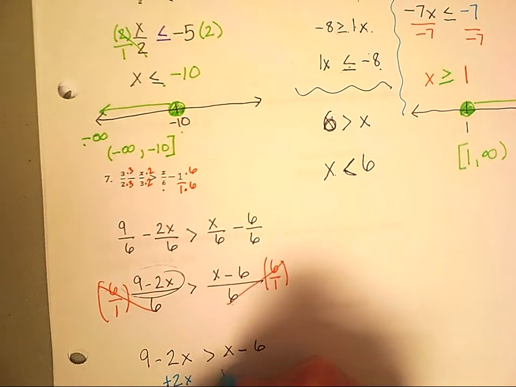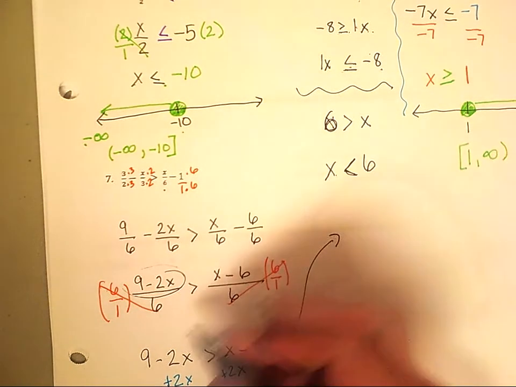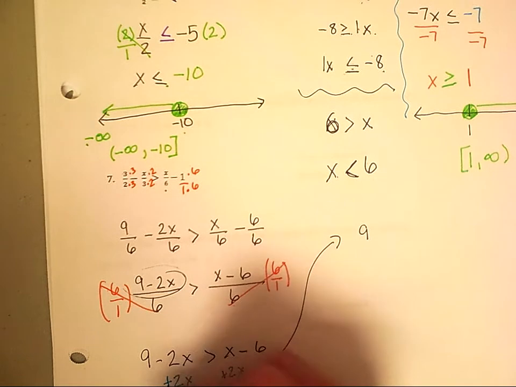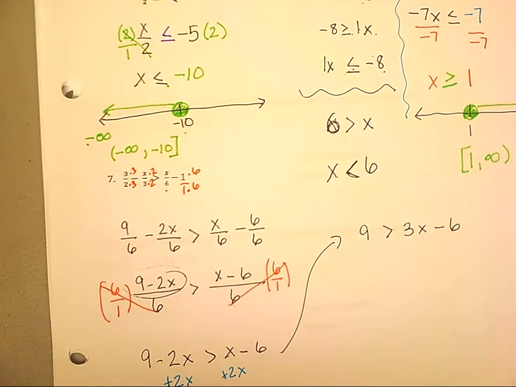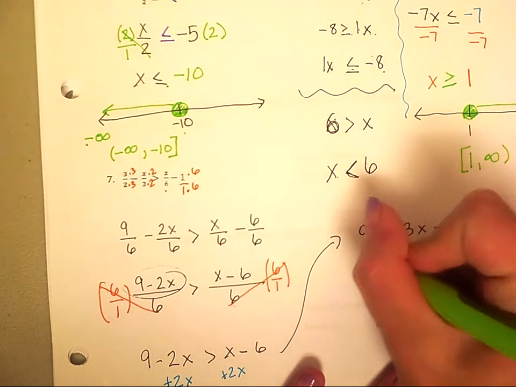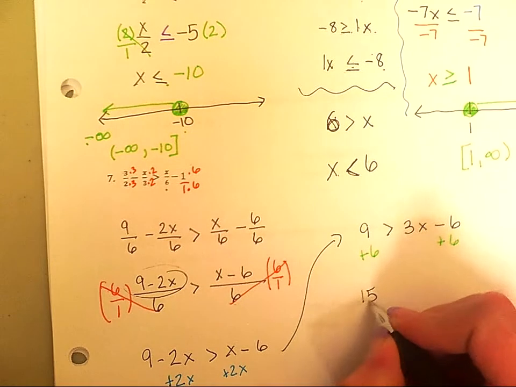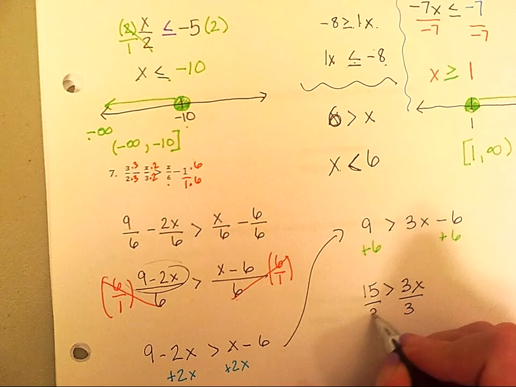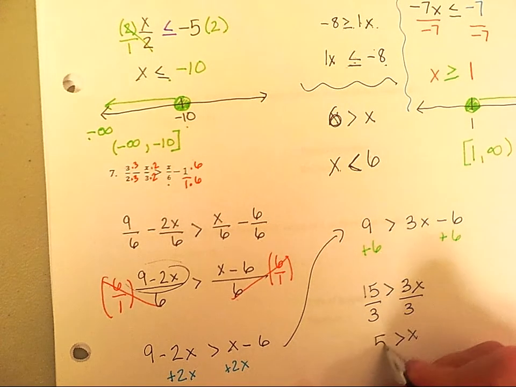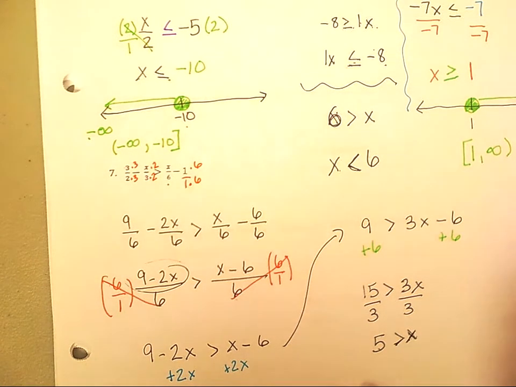And in this case, let's add 2x. So this becomes 9 minus 0 is greater than 3x minus 6. So if I add 6 to both sides, we have 15 is greater than 3x. Now dividing by 3, we have x is greater than 5. I'm sorry, 5 is greater than x.